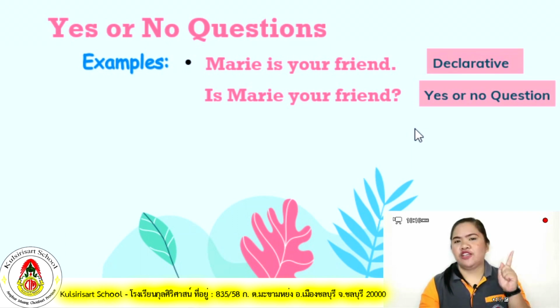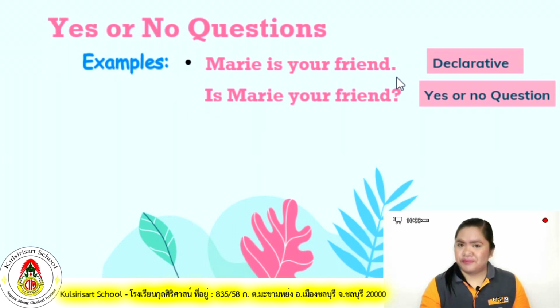Okay, I would like you to listen carefully. When I read the declarative sentence, it will be, Marie is your friend. But when I read the yes or no question, it will become, is Marie your friend? Okay, again, you read the declarative sentence. Okay, that's the declarative. How about the yes or no question? Okay, very good. There is a raising pitch, or the raising of your voice, at the last. Is Marie your friend? Very good.